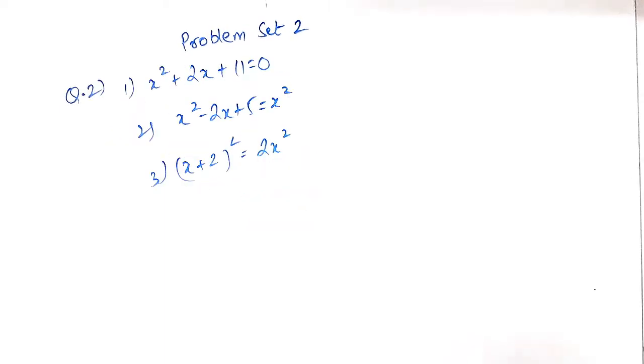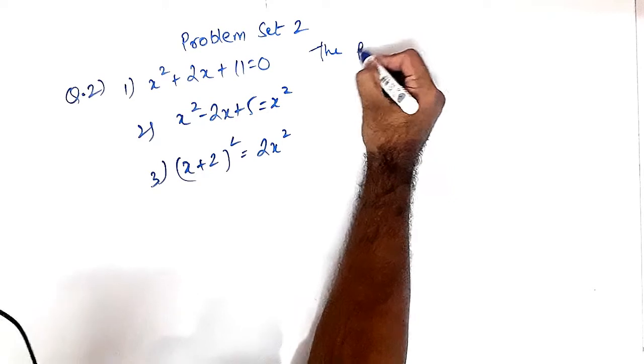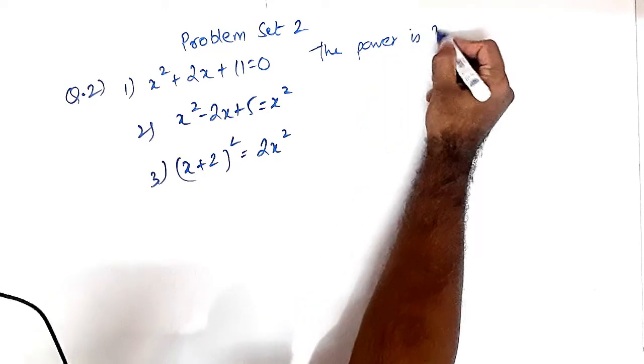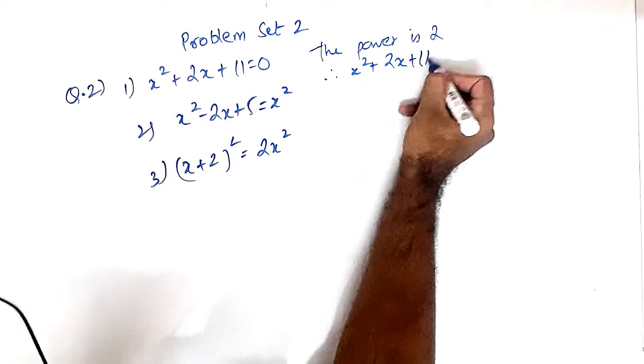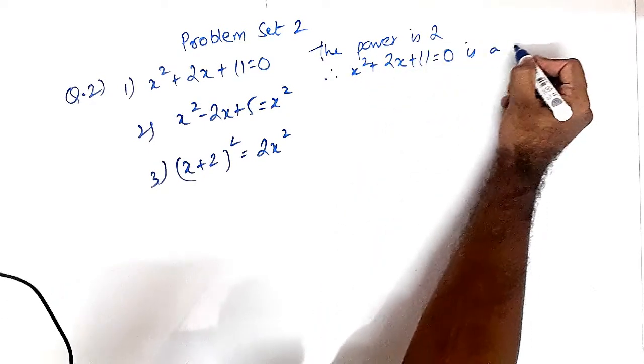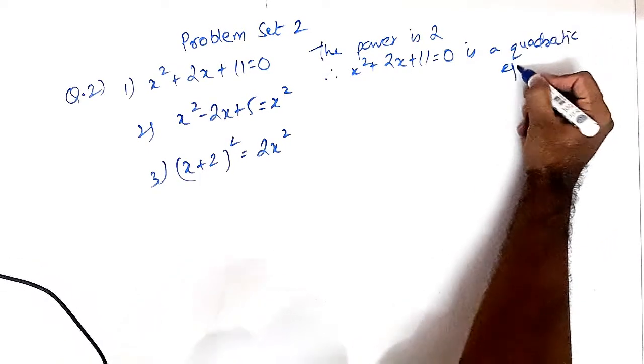Then question number 2, they have asked us which of the following is a quadratic equation. Okay, so we can see the first one is a quadratic equation, because the highest degree or the power is 2, therefore x square plus 2x plus 11 equals 0 is a quadratic equation.